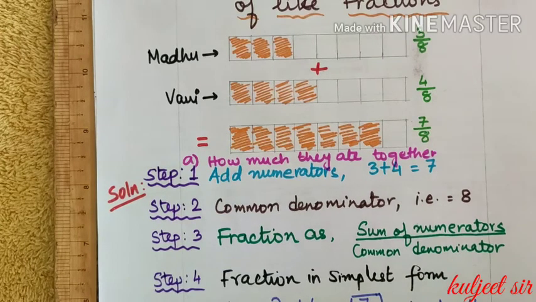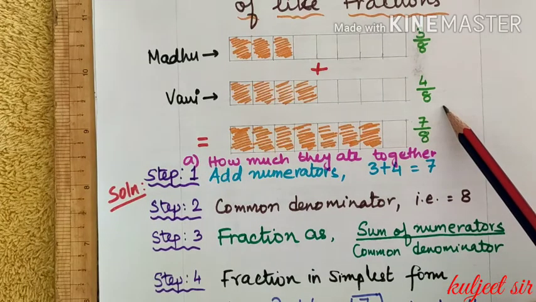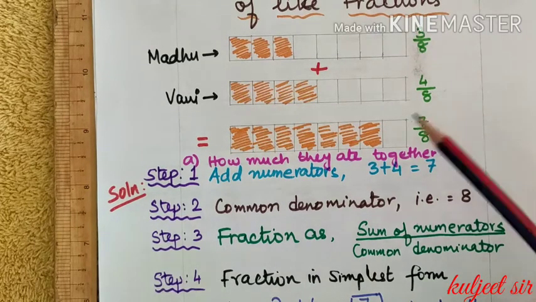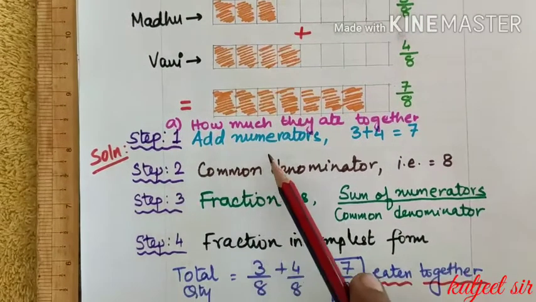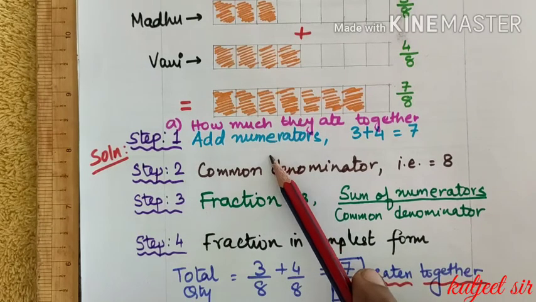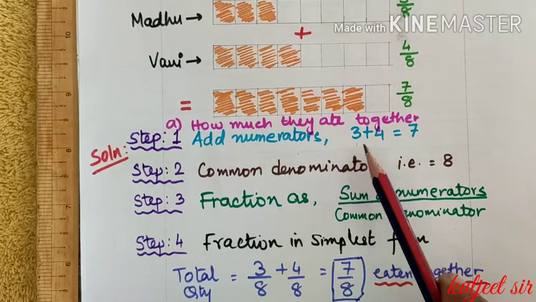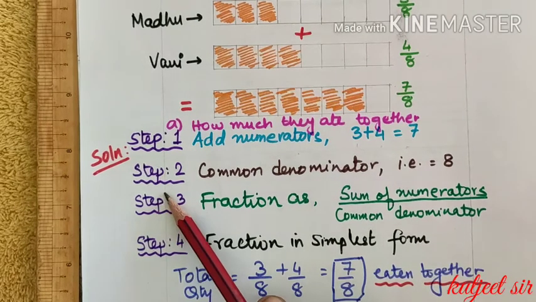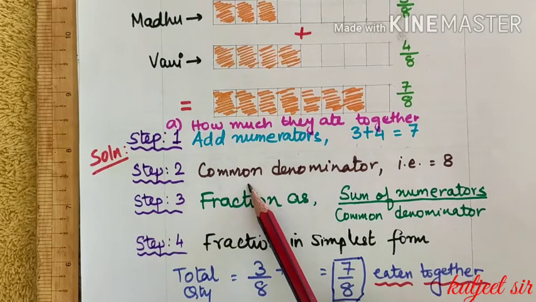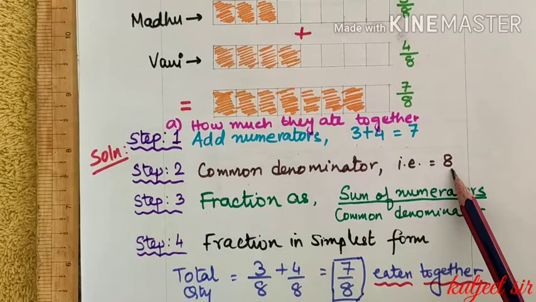Now observe that the given fractions are like fractions, 3/8 and 4/8. To add like fractions, we follow the steps given below. Step 1. What are we supposed to be doing? We are supposed to be adding the numerators. So the numerator here is 3 plus 4 is equal to 7. Step 2. Write the common denominator as it is. In this case it is 8.